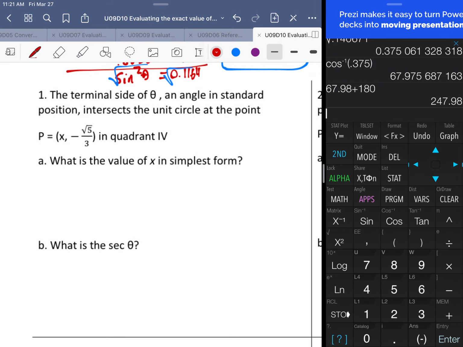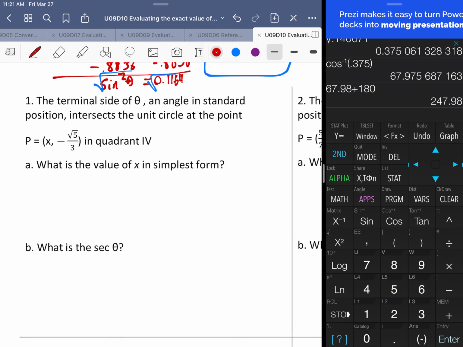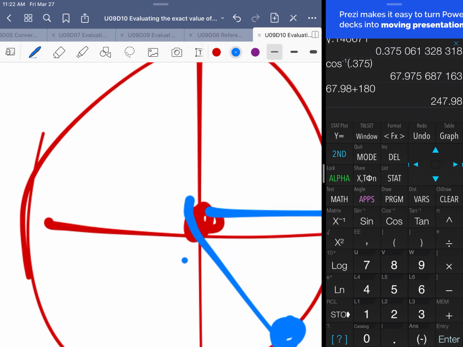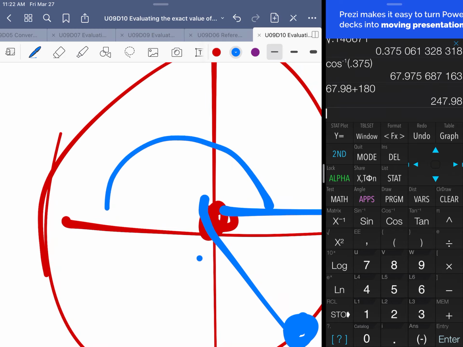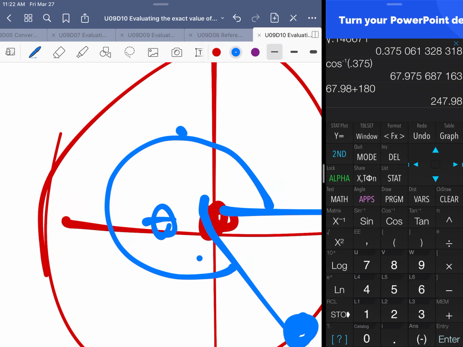All right, because the Pythagorean identity assumes that you're using a right triangle. All right, so let's take a look at how this would apply to this problem here. Number one, the terminal side of an angle, the terminal side of theta, an angle in standard position, so that means we have a circle. An angle is drawn in standard position. Terminates at the point x, negative radical 5 over 3, so that's over here. Okay, in quadrant 4. So there's an angle here that wraps around. So this is the angle out here, theta.